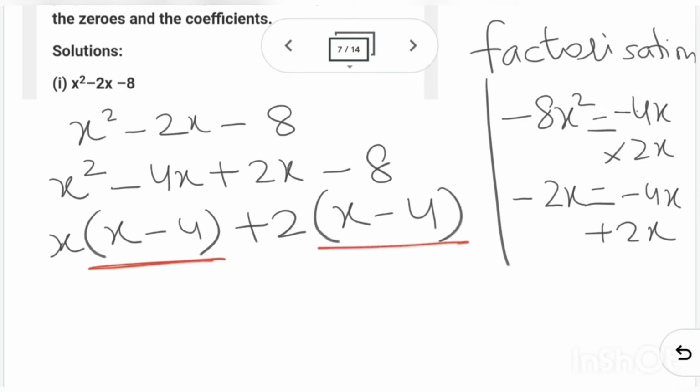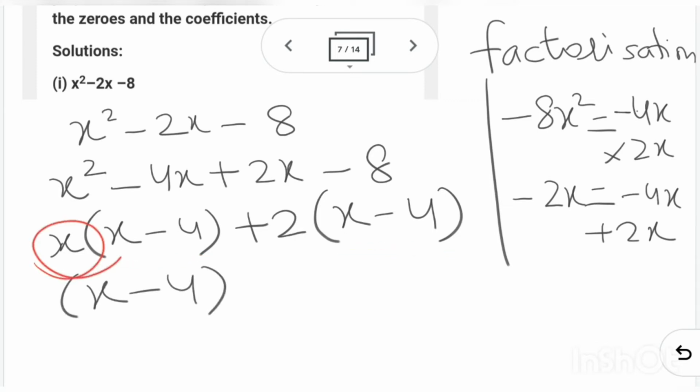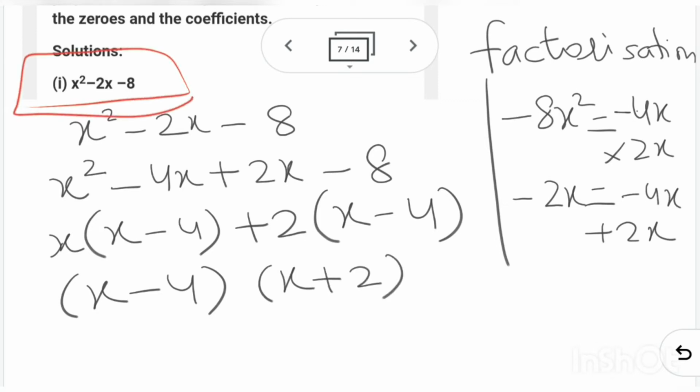Now these two brackets are again the same, so we can take this bracket common one time, and in the other bracket we will be left with the remaining terms, that is x plus 2. So these are the two factors of this quadratic polynomial. Now to find zeros from these two factors, we will equate them to 0.